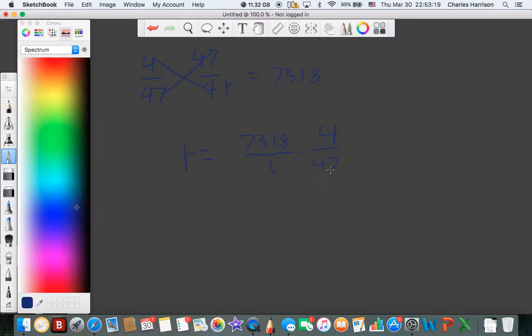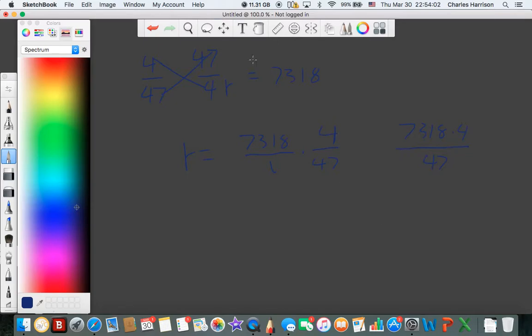Well, I don't think this can be easily reduced. I can't factor anything out, so I'm going to times straight across. Actually, I don't know if I'll times straight across. Basically, I could rewrite this as 73/18 times 4 all over 47. And I could, instead of timesing first, divide first if I wanted to. It doesn't really matter. Let's just times first.